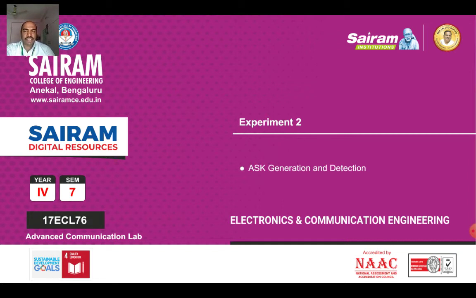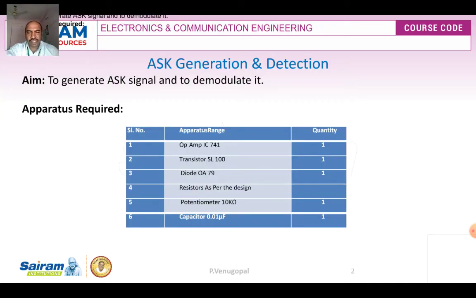So in ASK, the amplitude of the carrier is shifting between the binary ones and zeros, or the amplitude of the carrier signal is switching or keying between the binary ones and zeros. That is called amplitude shift keying. So in this experiment we are going to generate ASK and also recover the original message signal back from the modulated signal.